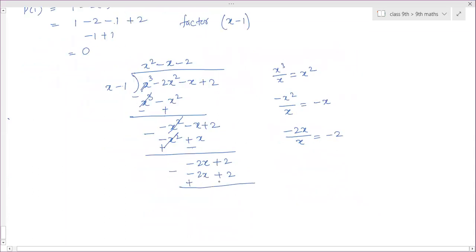This is minus, plus, minus, this gets 0, this becomes 0. So now the remainder is 0. So we get the quotient as x square minus x minus 2.